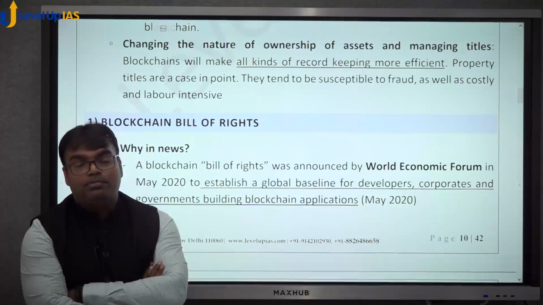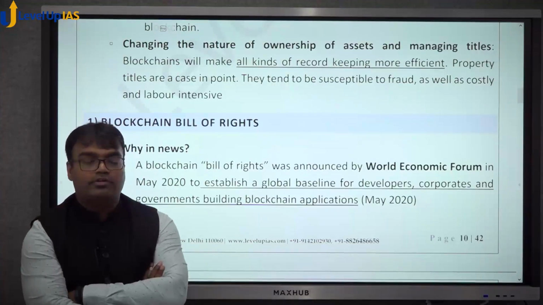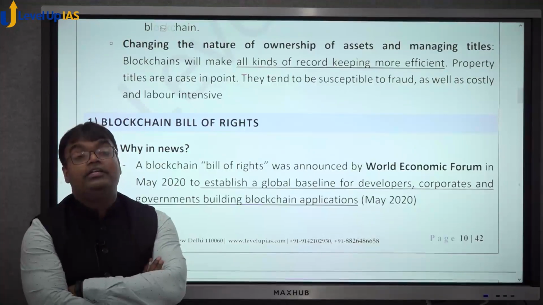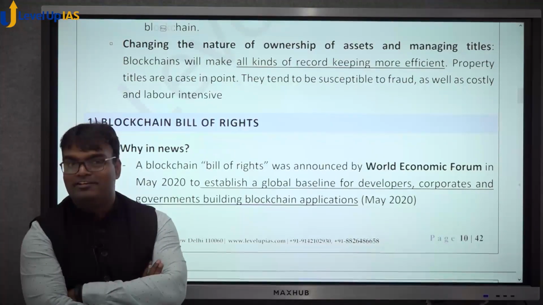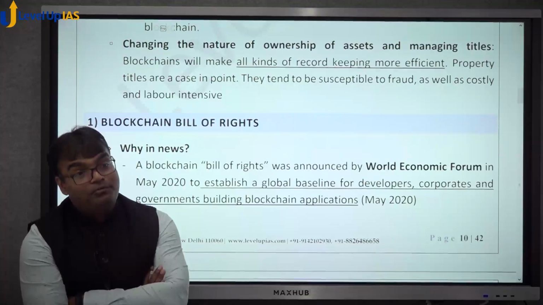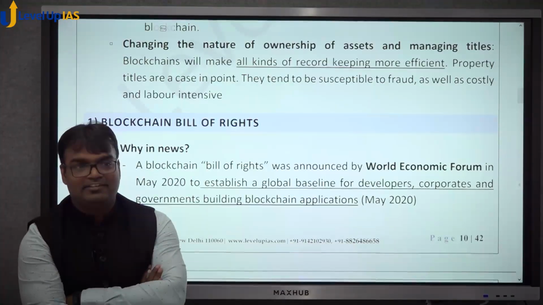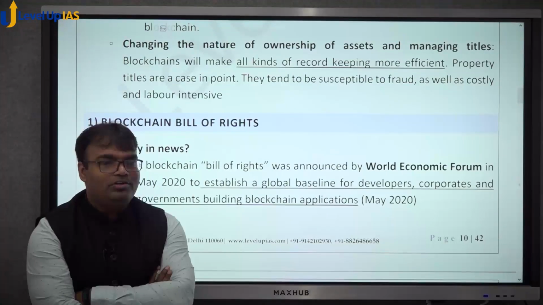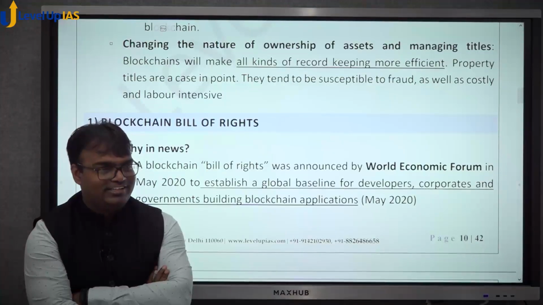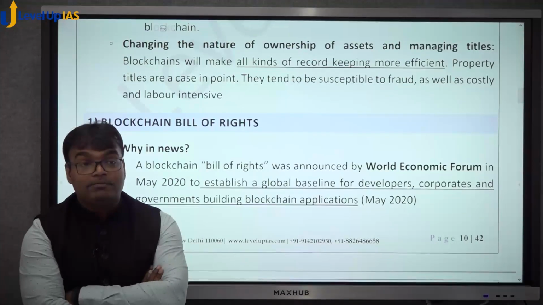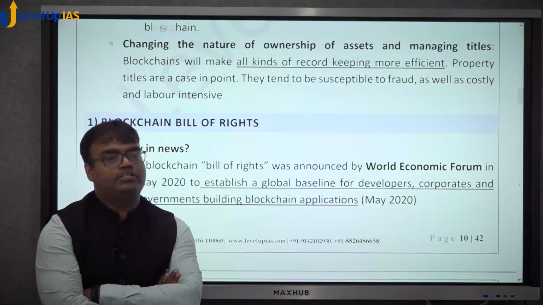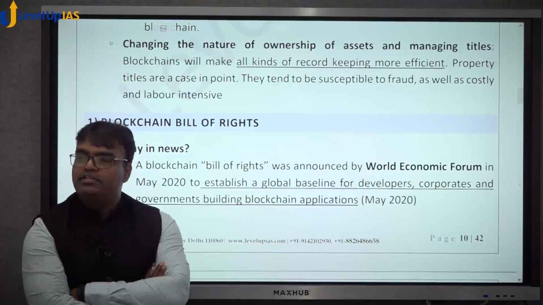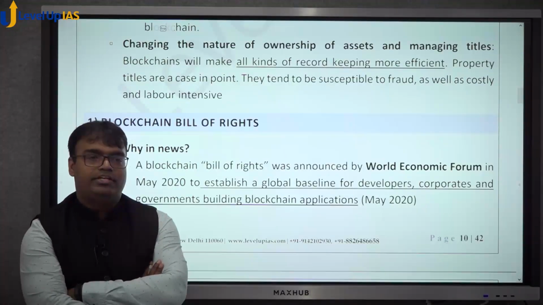Now, this particular topic is important for two reasons. One, World Economic Forum ने ये publish किया तो pre में आ सकता है. But more importantly, this tells you how significant blockchain is, how impactful it would be in different sectors, that World Economic Forum had to come up with a Bill of Rights. It did not come up with a Bill of Rights for cryptography, because इसके एप्लीकेशंस बहुत सारे सेक्टर्स में होने वाले हैं. Government can start using it, private sector can start using it, anyone can start using it and simplify various things.